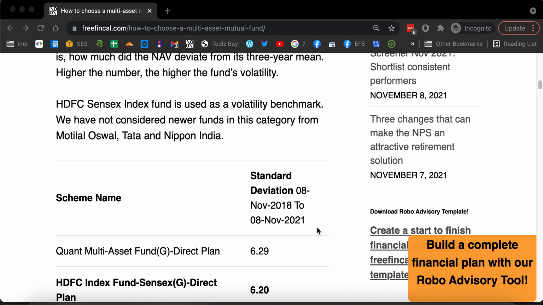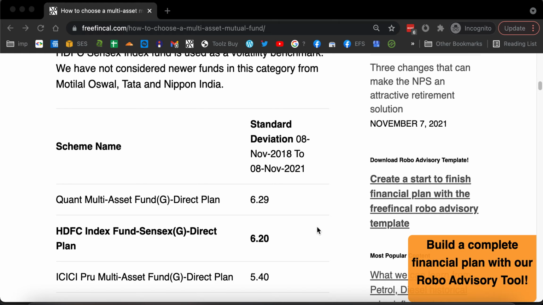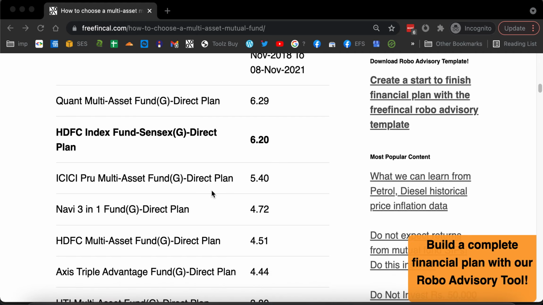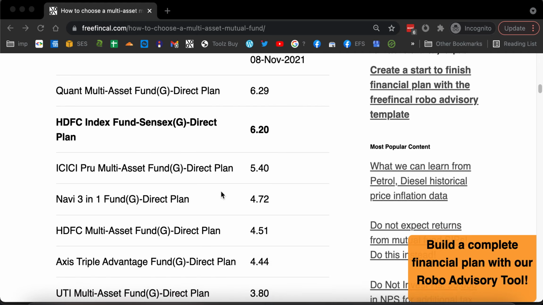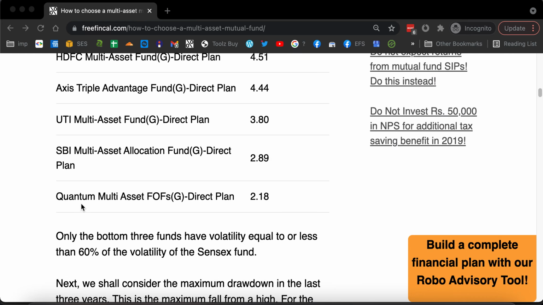If you look at the standard deviation over the last 3 years, Quant multi-asset has been the most volatile in the category. It is even more volatile than the HDFC Sensex fund. Then you have the funds lower than the Sensex fund. You can see the least volatile funds are the Quantum multi-asset, which is a fund of funds, and SBI multi-asset. These are the least volatile. UTI and Axis have also done reasonably well.